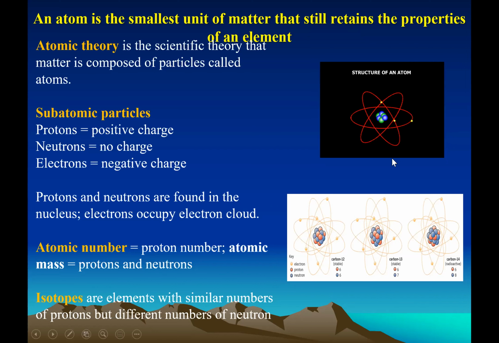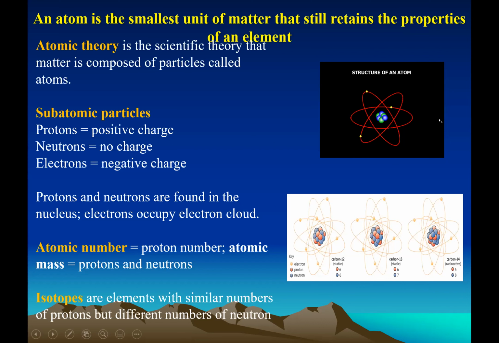And atoms, in turn, are made up of subatomic particles, the main particles being the protons with a positive charge and neutrons with no charge, found in the nucleus of the atom, and the electrons zooming around it in fixed orbits, and they have a negative charge. Usually these electrons are found in what is referred to as an electron cloud.